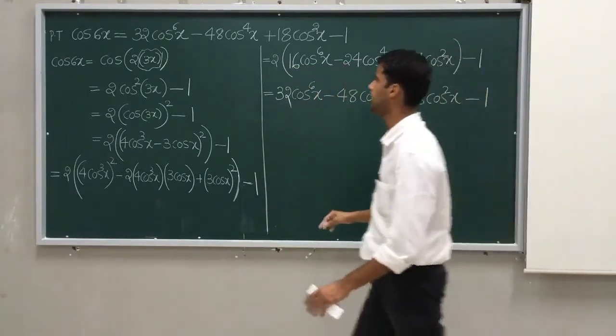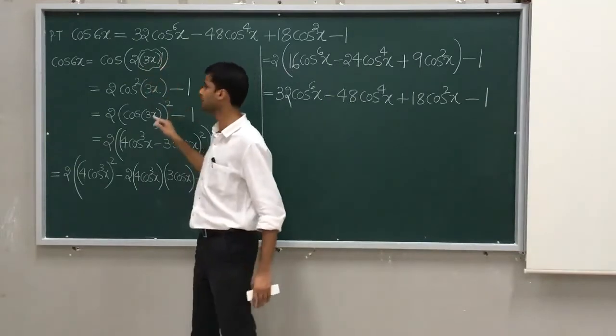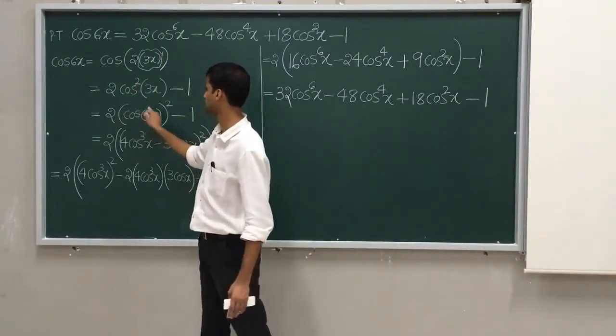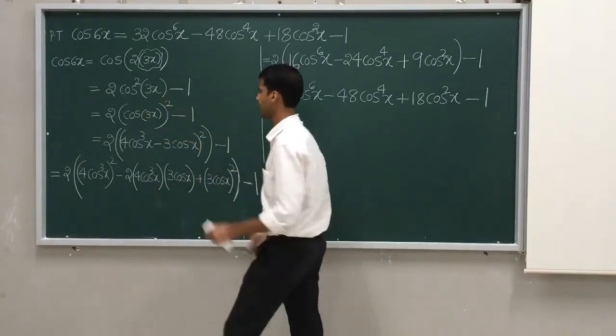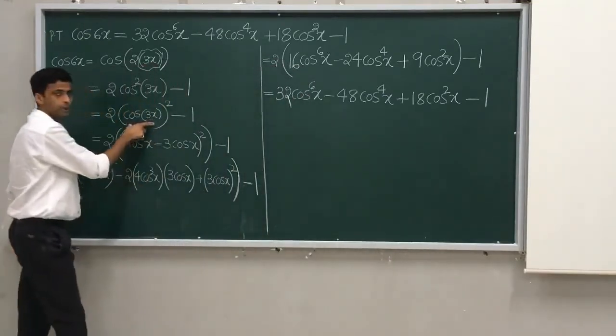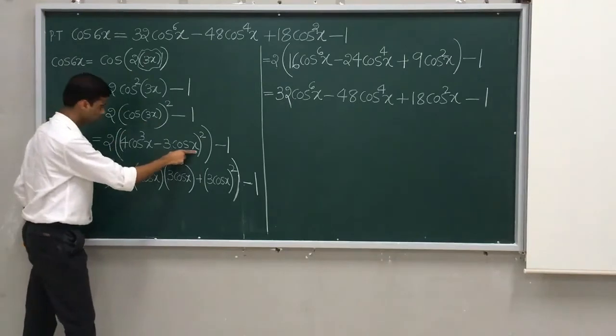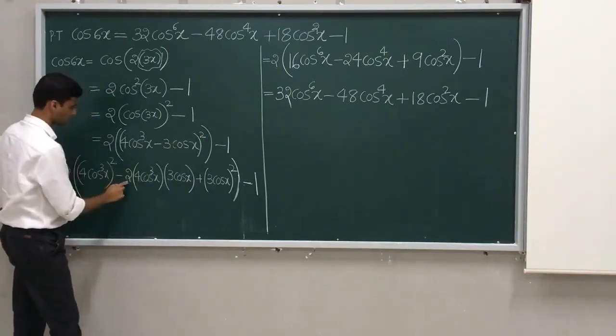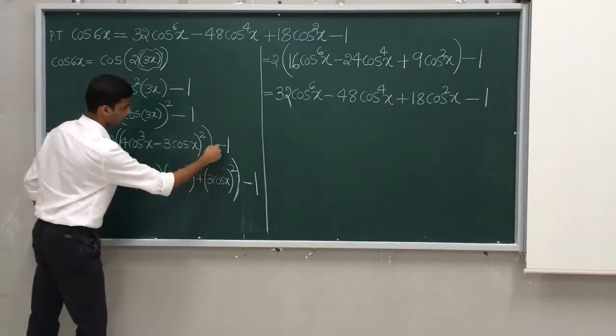So what we did, we split it as twice of 3x, then we wrote the 2 cos square x minus 1 formula, then we wrote (cos 3x) the whole square minus 1, then we applied the cos 3x formula, that is 4 cos cube x minus 3 cos x, then we applied (a minus b) the whole square, that is a square minus 2ab plus b square, outer term minus 1.